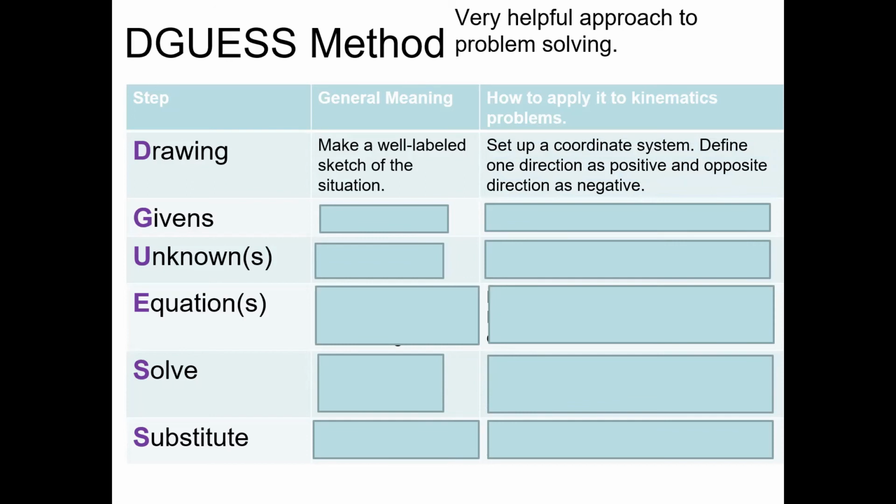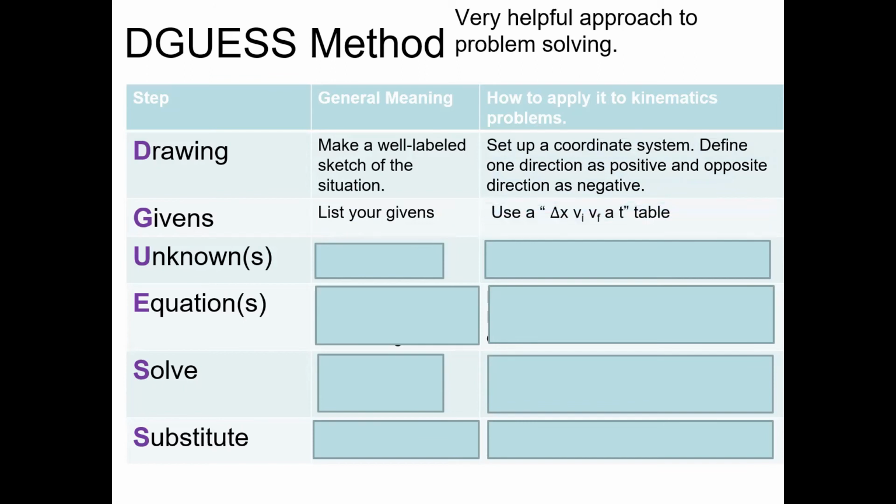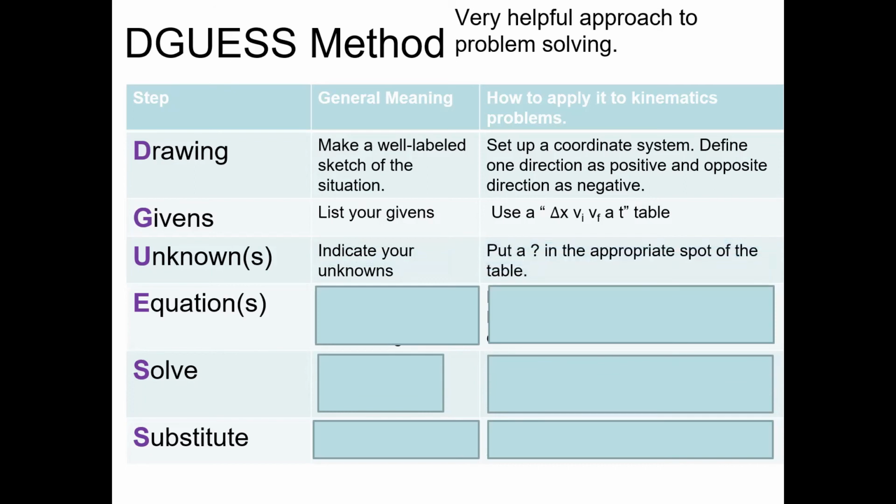The next step is the givens. You want to list your givens. You want to mine the problem, reading it carefully several times to make sure you get all the information you can out of it. In a kinematics problem, you're going to use a table, and I call that the displacement vivat table. Okay, displacement vivat, this is kind of an acronym, right? And you'll see how we use that in the sample problems that we're going to do. The third step is the unknowns. You want to indicate your unknowns. And in a kinematics problem, it's easy. If you already have your table, then you just put a question mark in the appropriate spot of the table.